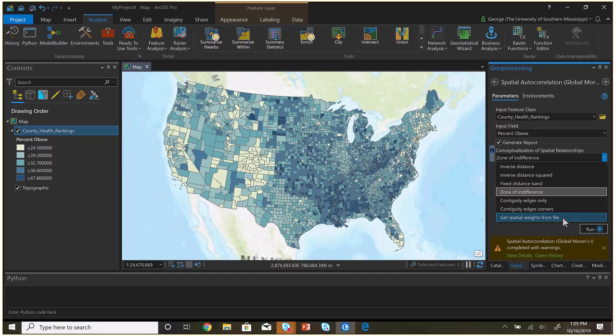So we could, for example, run the near tool, and if we wanted to use some other derivative of distance, like we wanted to cube them instead of square them, inverse distance cube, we could come up with our own spatial weight from file. Or if we wanted to do the distance along, like let's say we had the river system of the United States, and we thought that obesity might be related to the distance along the rivers.